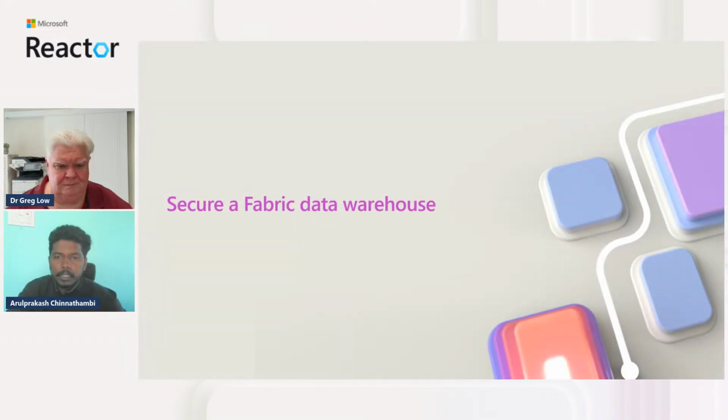So to secure a Fabric data warehouse, it's a very crucial part to protect the sensitive data, to ensure compliance with regulatory requirements, and to maintain the integrity and the availability of your data assets. So it's very important. And implementing robust security measures involves a multi-layered approach that includes access control, encryption, network security, and monitoring.